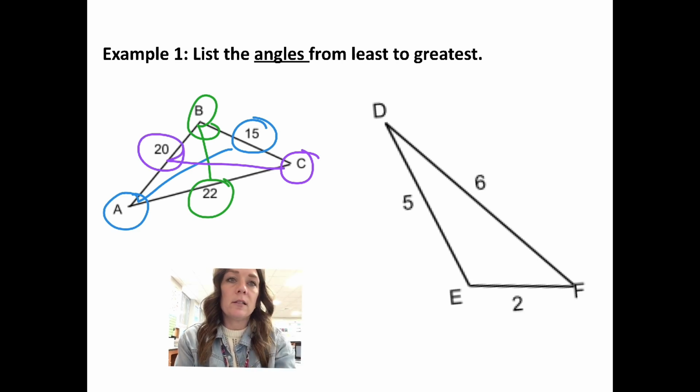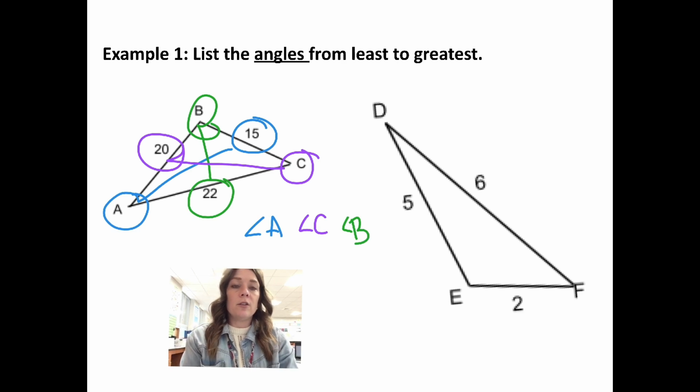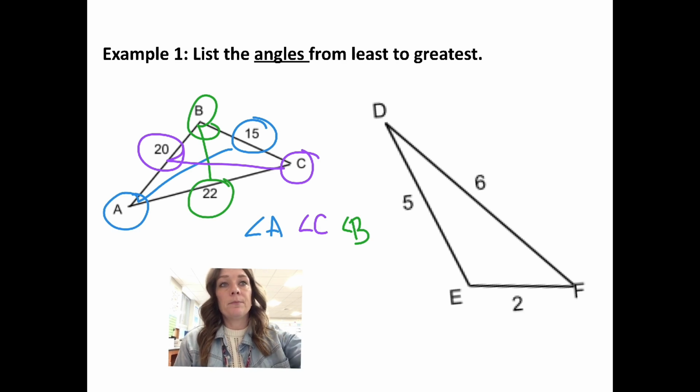So if we were going to list them out, listing the angles from least to greatest, the 15 is the smallest, so that's angle A. Then the middle one, the only one that's left there in the middle, would be angle C. And then the biggest side was angle B. Okay, so that's what we're looking at doing. It's just that there is a relationship between the angles and the sides that are created from those angles.